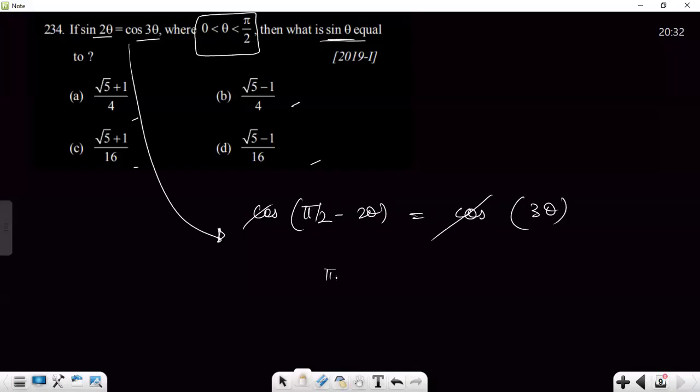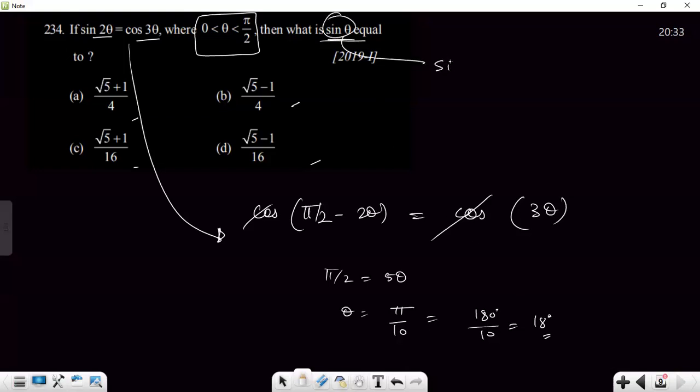So pi by 2 becomes equal to 3 theta plus 2 theta, 5 theta, and theta comes out as pi by 10. Pi is 180 degrees, by 10 becomes 18 degrees. Nice. Our guess was right. So what we have to find out is sine of 18 degrees. We know the value of sine of 18 degrees. That is root 5 minus 1 divided by 4. Are there any questions?